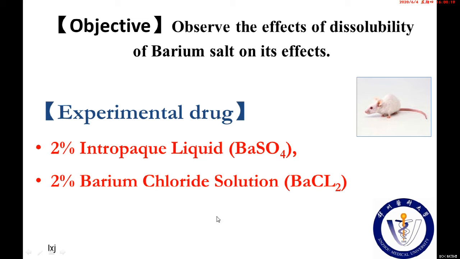So after administration, the effective substance in this drug is barium ion. So after administration of these two different barium salts, observe the behaviors of the mice.